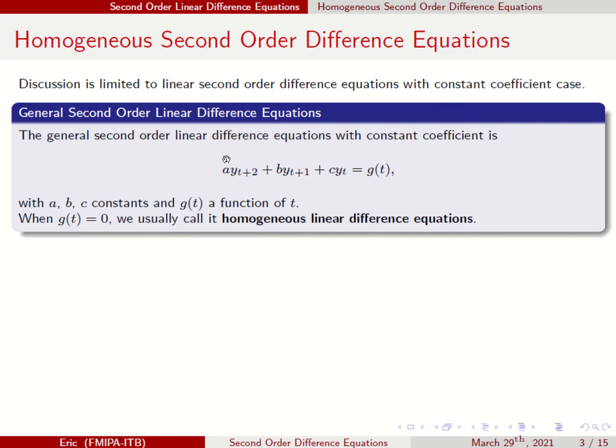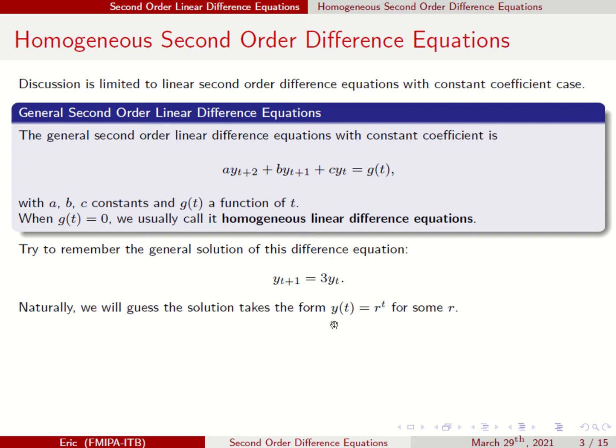We would like to know what the solution of this is. Based on our experience with the first order difference equation, the solution is y_t equals 3 to the power of t times y_0. So we would like to use the same technique by letting y_t equals r to the power of t, with r to be determined later. What is the ratio here? For the first order, r is 3. What about the second order?